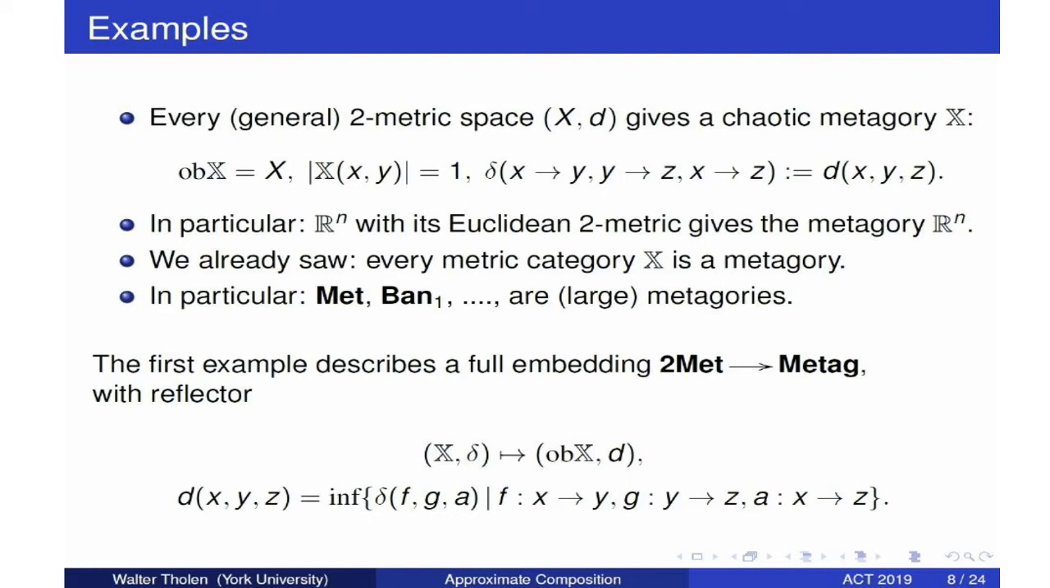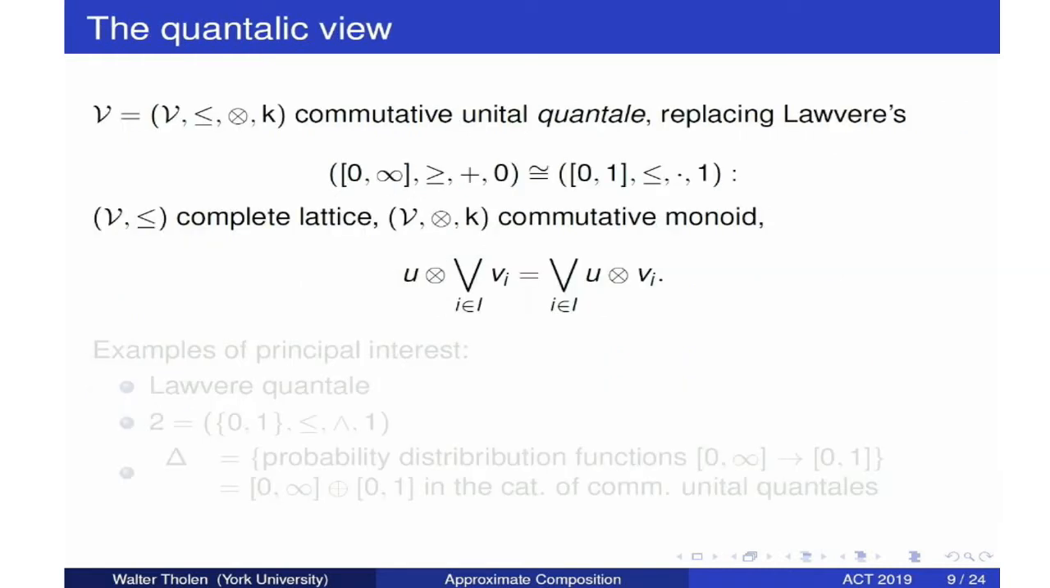All right, so now I do something strange when you see it the first time. I'm not dealing anymore with real numbers, but my values for the metric could be truth values, could be just 0, 1, could be all sorts of things. They lie in a complete lattice. So I replace the Lawvere quantale with an arbitrary quantale which has an order and a monoidal structure, and K is the monoidally neutral element.